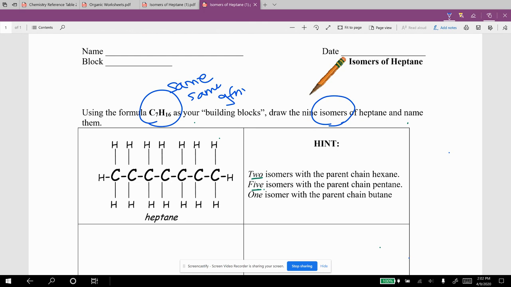But what's different is going to be the structure. And they're going to have different physical and chemical properties. So this is what's different.